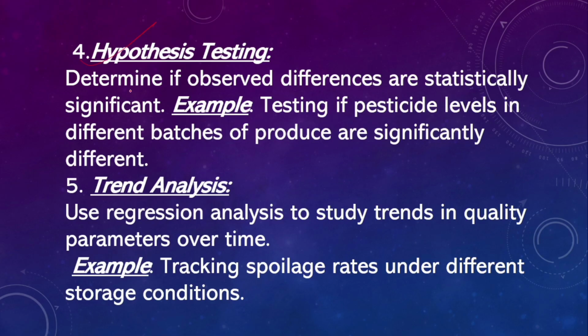Next is hypothesis testing. Determine if observed differences are statistically significant. An example is testing if pesticide levels in different batches of produce are significantly different. And trend analysis. Use regression analysis to study trends in the quality parameters over time. An example is tracking spoilage rates under different storage conditions. These are the statistical tools in the food analysis.